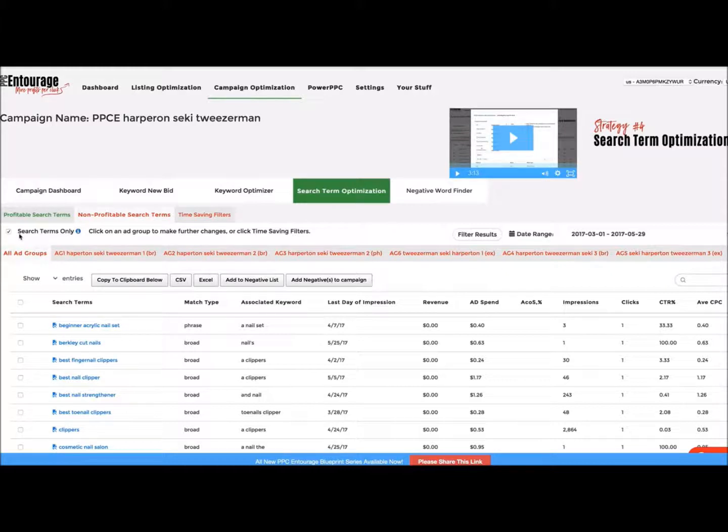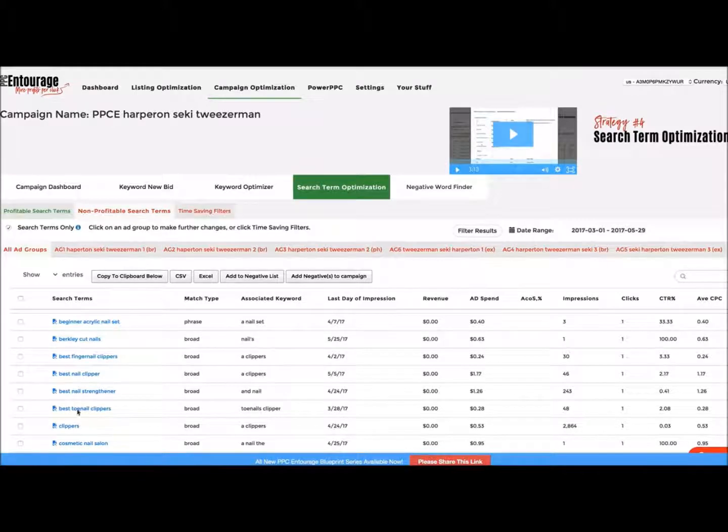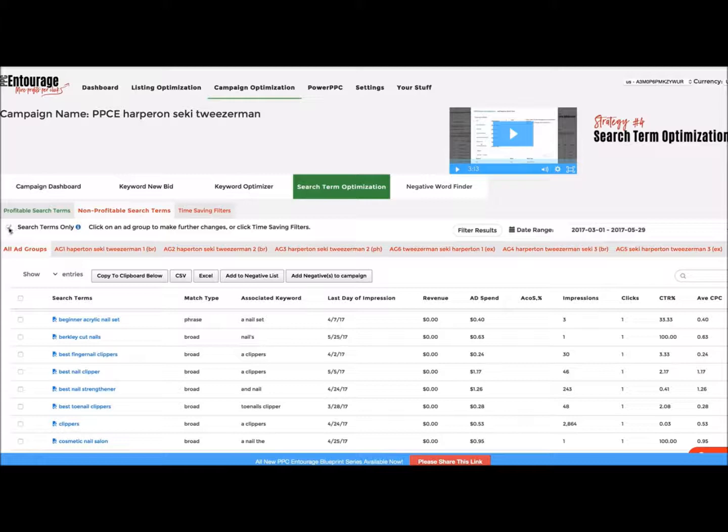Now, take a look at this button right over here. This is the search terms only button. Now, we have this checked off because we will optimize keywords differently from search terms. So search term optimization is only going to show you the search terms that have resulted from the keywords. So if you wanted to optimize on a keyword level, you would use keyword new bid and keyword optimizer. If you wanted to optimize on a search term level by optimizing out these search terms that are leading to lots of clicks without sales, you would keep this checked off like it is now, and then optimize on a search term level.